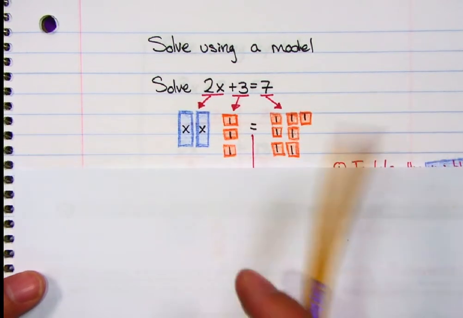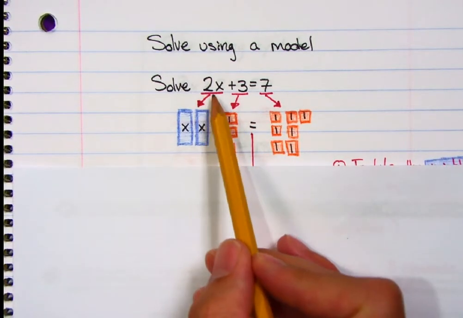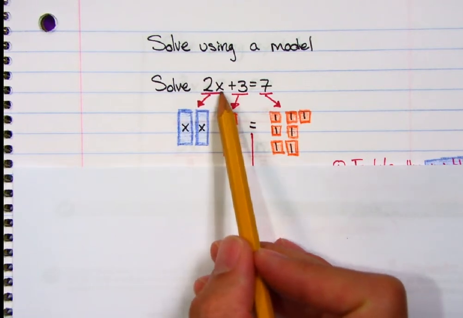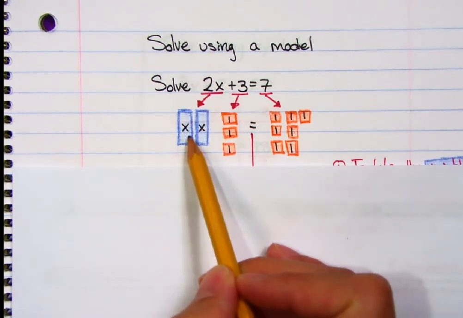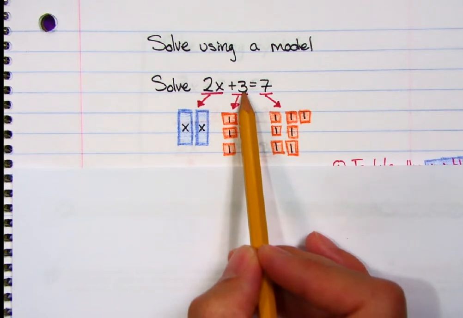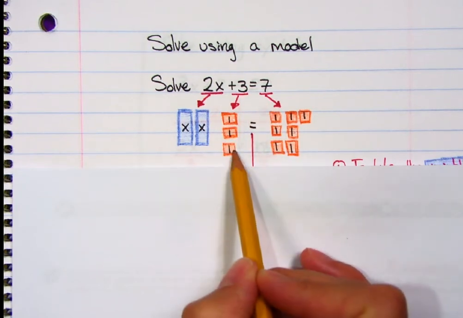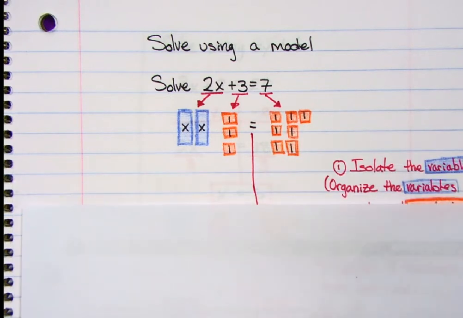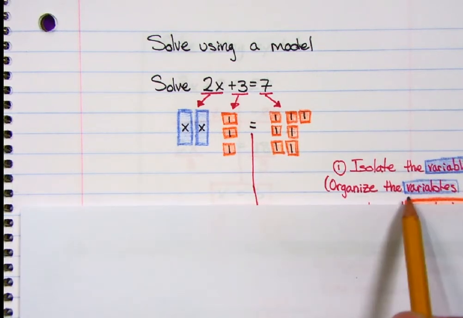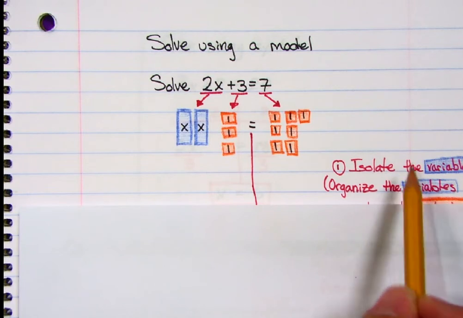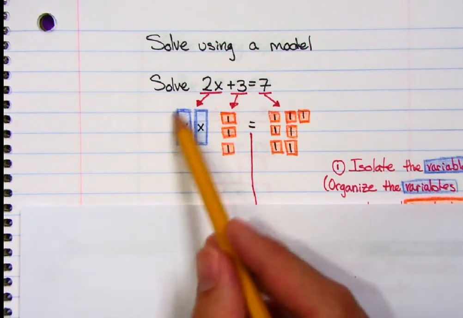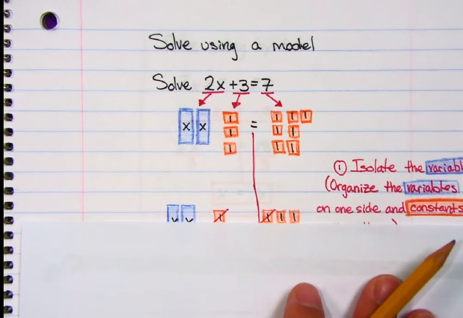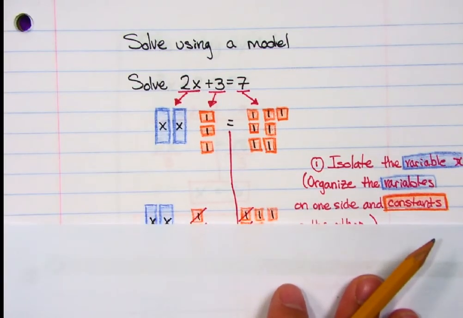If I use algebra tiles, what you need to know is that for the variables, there are 2 x's, 2 unknowns. I've got 3 positive 3's. I know those are called constants. And then I've got 7 constants on the other side. So I want to isolate the variable x. I want to organize the variables, basically get just these 2 all by themselves, okay? And constants on the other side. So how do I do that?